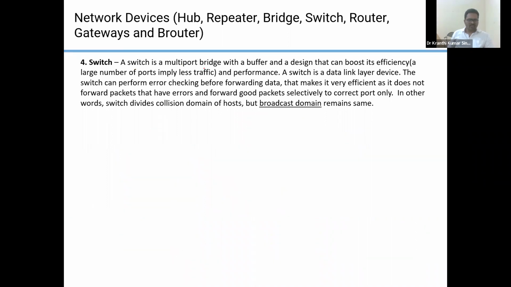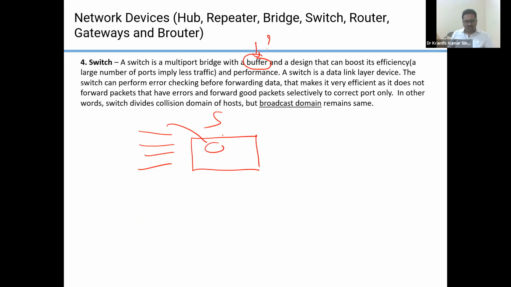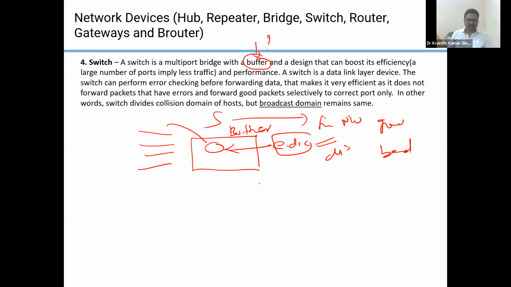So a switch is a multi-port bridge with a buffer. What is the purpose of the buffer here? What is a buffer? It is a temporary memory allocation, right? When multiple data packets are received by the switch, first it stores them in this buffer and performs error detection and correction methods. Once the error detection and correction method is completed, then it forwards to the next network if it is good, or discards or terminates it if it is a bad frame. That's why we use a temporary buffer.